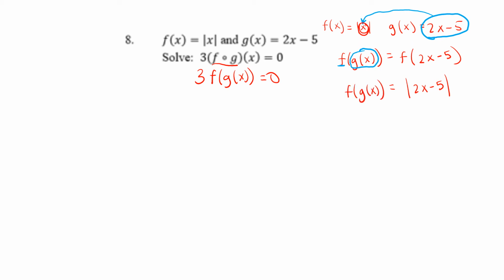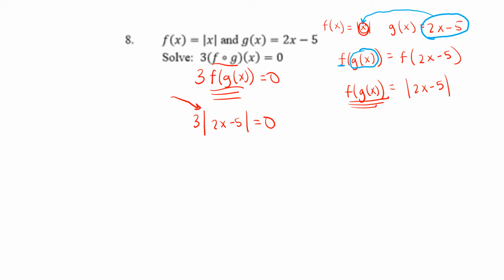Okay, so now we're going to take this and substitute it into this equation over here for f of g of x. We just found that f of g of x is the absolute value of 2x minus 5 equals 0. And from this point, we're solving an absolute value equation. Again, what we want to do is isolate that absolute value.